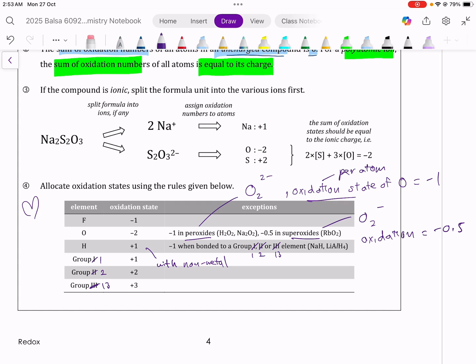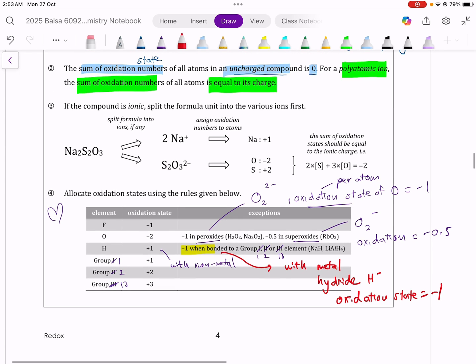And then it's -1 when with a metal. Okay, so that leads me to this point: -1. Okay, we use a different color. When it's with a metal, we call it a hydride anyway. It's called a hydride, H-. So the oxidation state is actually -1 in this case.